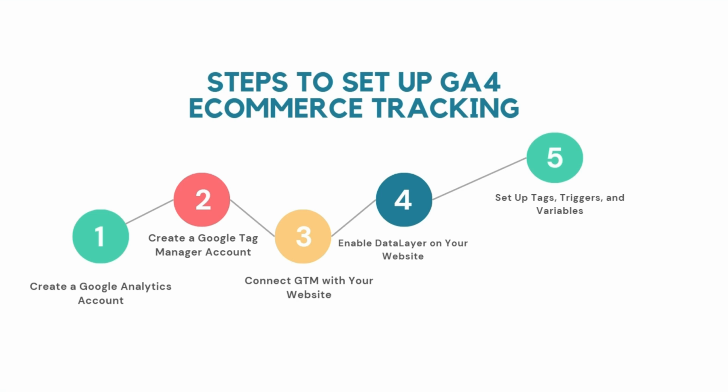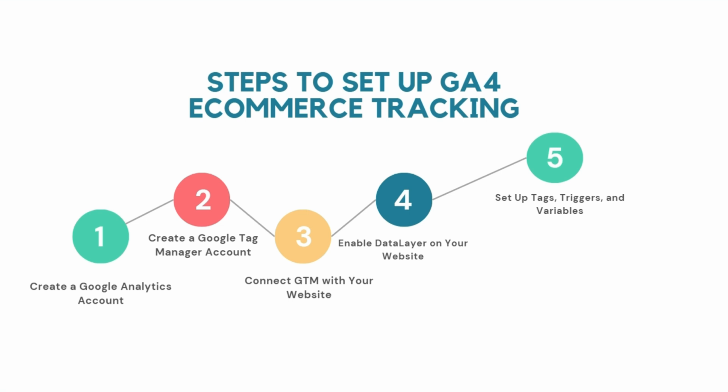Here are the steps to follow. First, you need to create a Google Analytics 4 account, then create a Google Tag Manager account, connect Google Tag Manager with your website, then enable the data layer on your website. And step 5 is set up tag, triggers, and variables in GTM. We have already completed steps 1 to 4.